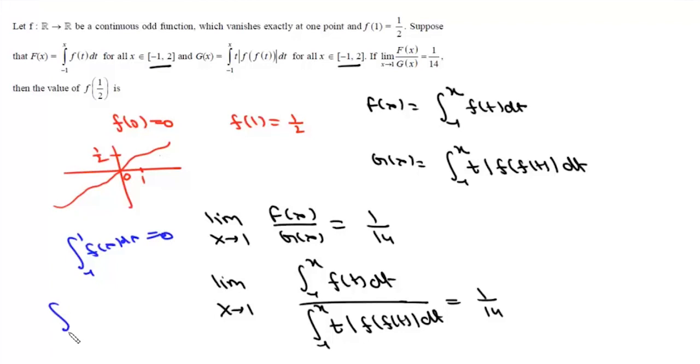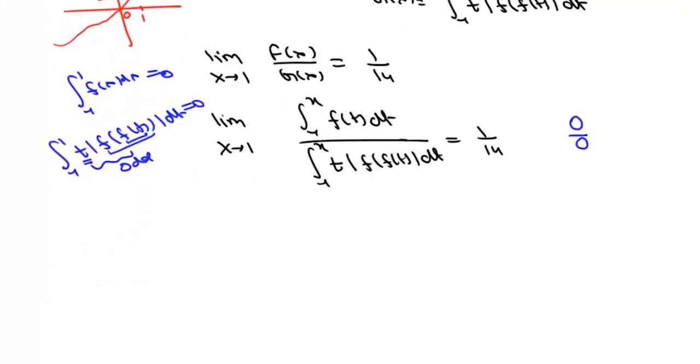In the same way, consider this integral from minus 1 to 1 of t into mod of f(t) dt. Now f(t) is odd, so mod of f(t) will be even because the mod sign makes it an even function, and this t is odd, so this function is an odd function. So again, the value of this integral will be 0. So this is 0 upon 0 form. Now if it is 0 upon 0 form, we can use L'Hopital's rule.